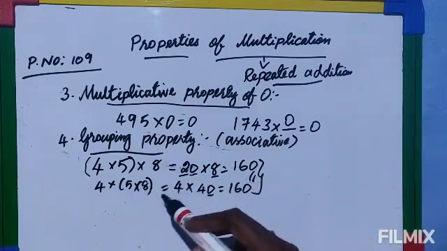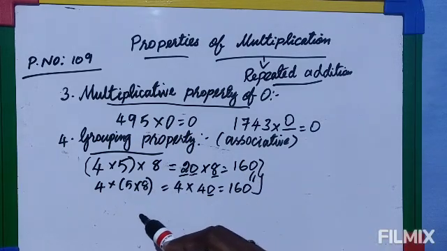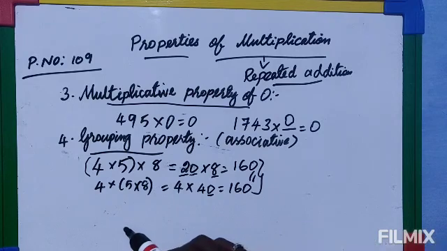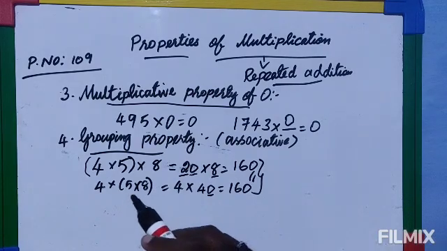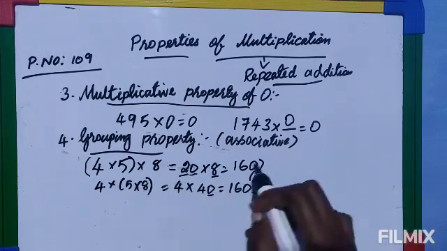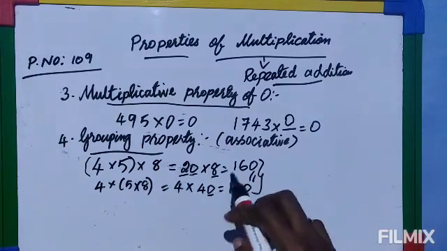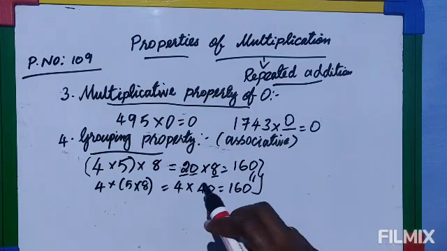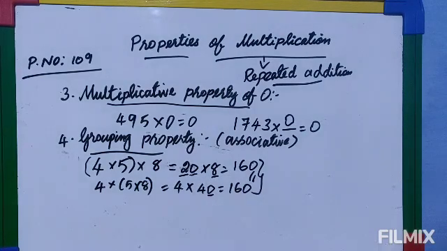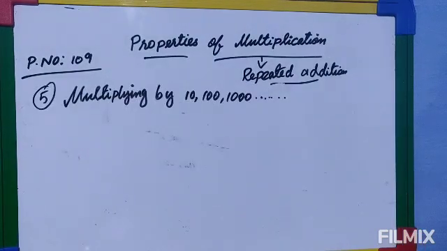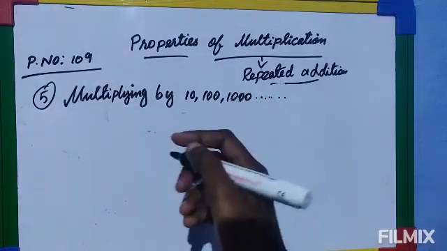So if you group the numbers in a different way, whatever the numbers may be, if they are in multiplication, and you group them in any way, the answer will be the same. So this is called the associative property or grouping property. Okay, next one is multiplying by 10, 100 and 1000. It can be the powers of 10 also.